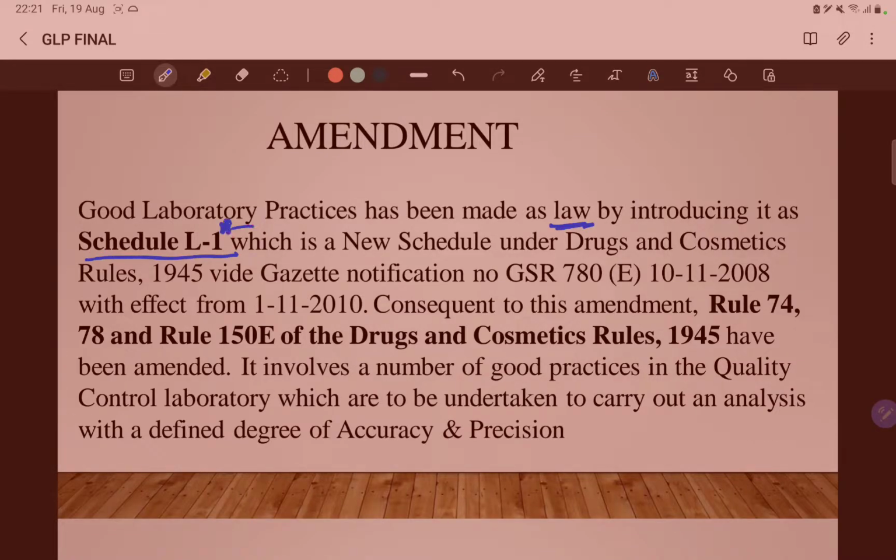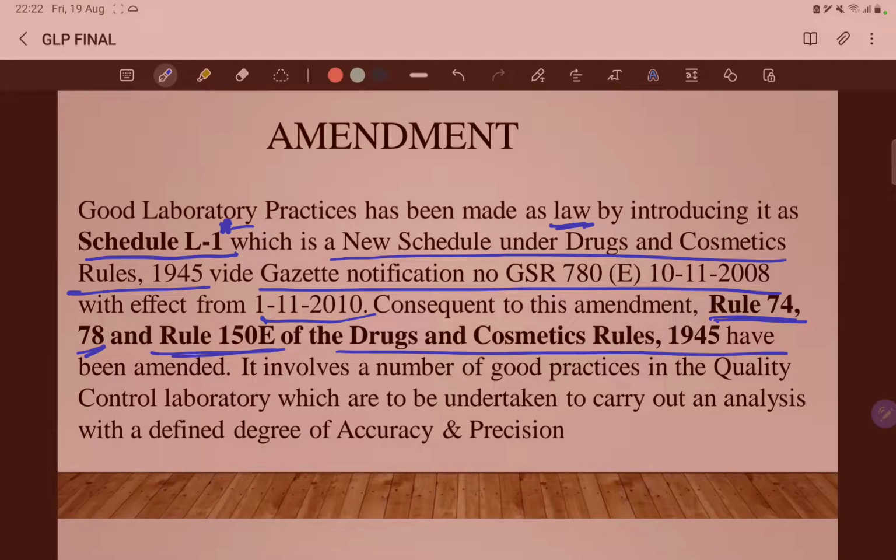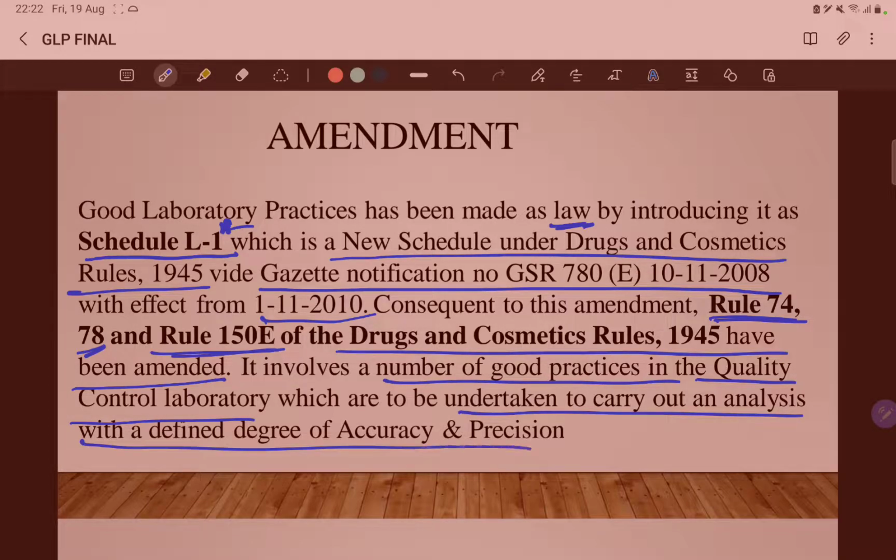Now, the good laboratory practices have been made a law by introducing it as Schedule L1, which is a new schedule under the Drug and Cosmetic Rules of 1945, by the Gazette notification in 2008 and 2010, right? Consequently to this amendment, Rules 74, 78 and 150E of the Drug and Cosmetic Act 1945 have been amended. It involves a number of good practices in the quality control labs, which are to be undertaken to carry out analysis with a defined degree of accuracy and precision.